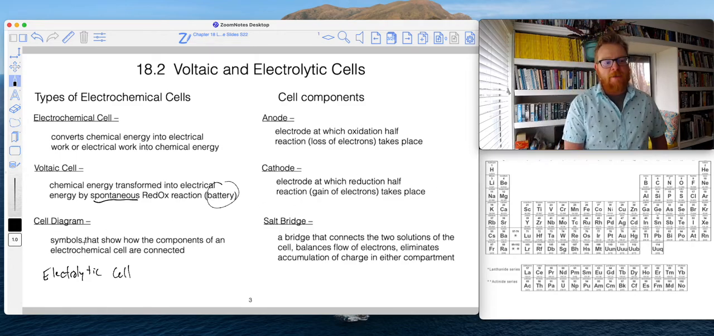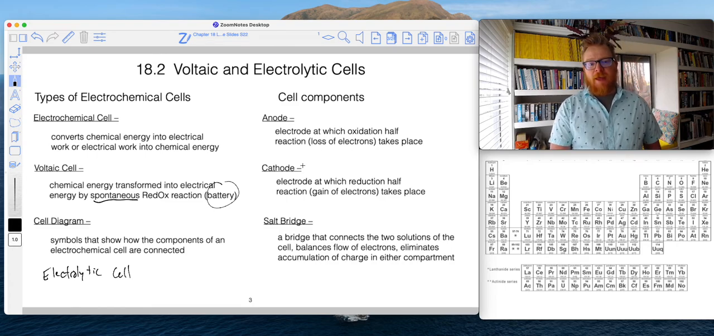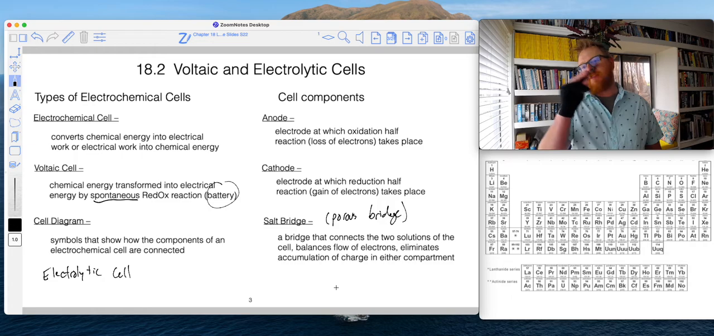So a cell diagram is symbols that show how the components of an electrochemical cell are connected, and we'll learn how to write a cell diagram. The anode is the half where oxidation takes place. The cathode is our reduction half. And the salt bridge, or porous bridge, are the same thing, and they serve the same function. It's a bridge that connects the two solutions, balances the flow of charges, and allows you to have a complete circuit in your electrochemical cell.